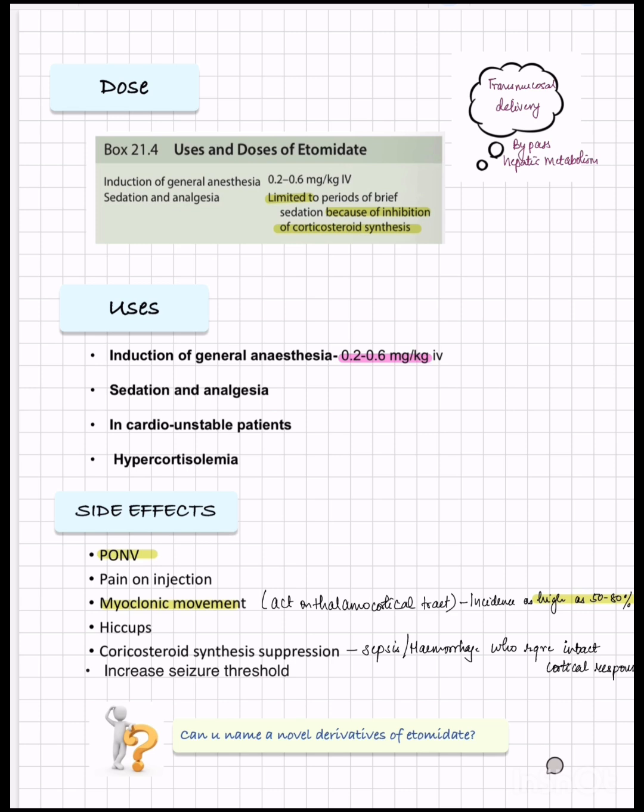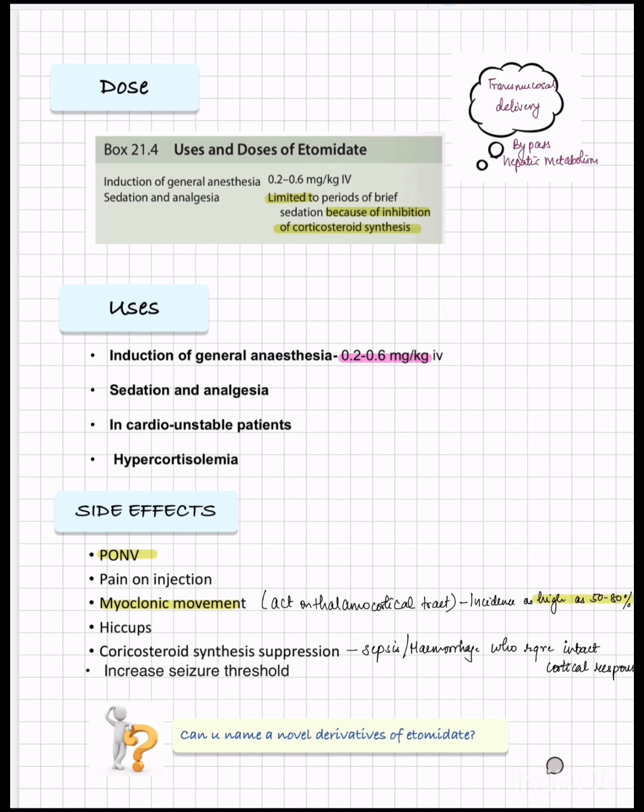Coming to uses, induction of general anesthesia is 0.2 to 0.6 milligram per kg. Sedation and anesthesia, it can be used, but not in infusions. In cardio unstable patients, very important, because myocardial oxygen demand to supply ratio is very well maintained. And in case patient has hypercortisolemia, we know that etomidate causes adrenocortical suppression. So hypercortisolemia patient will get benefit from it.